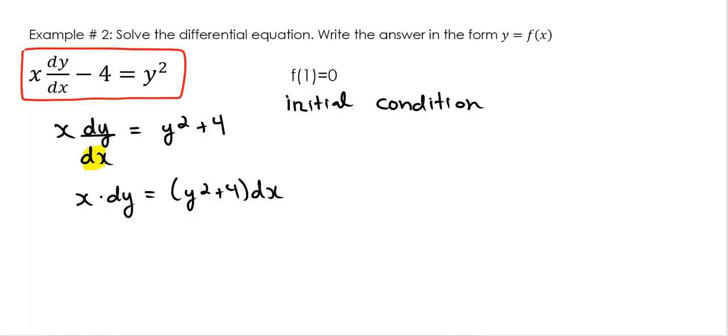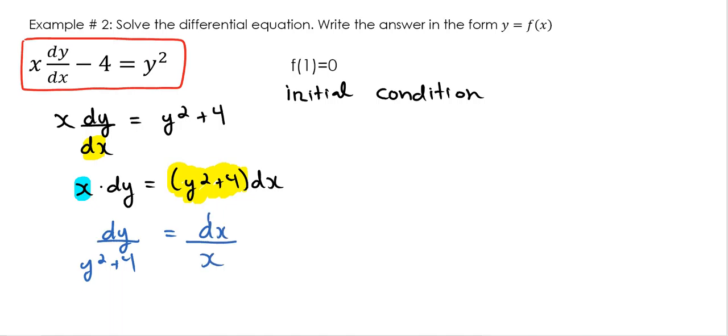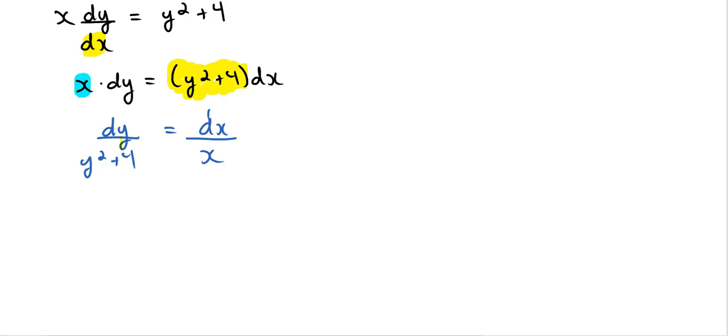Okay, and then what I'm going to do now is simply exchange this expression right here and this expression over here. I'm just going to switch positions, and if I do that, I should get dy over y squared plus 4 equals dx divided by x. Okay, so notice that my y variables are now all on one side of the equation, and my x variables are also on one side of the equation.